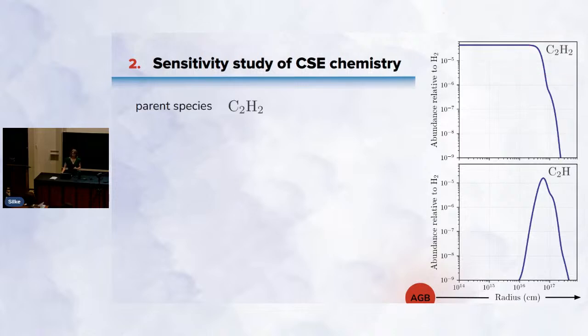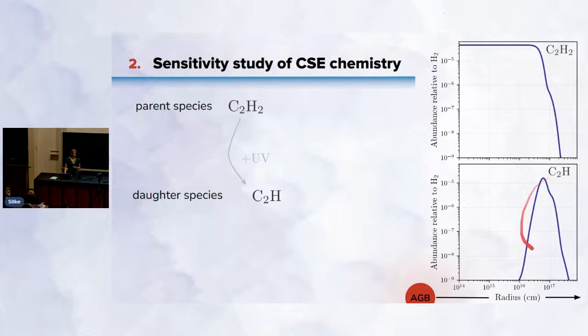So C2H2, it's a parent species. And we can see that because it's present in the beginning of our outflow. When we go outwards, at some point it drops. And the reason for this drop is because there is UV radiation hitting the parent species and therefore breaking it up. And hence, the daughter species, as we call it in astrochemistry, is created. And as you can see, there is one hydrogen gone because of this radiation. So we can see indeed where the parent is broken up.